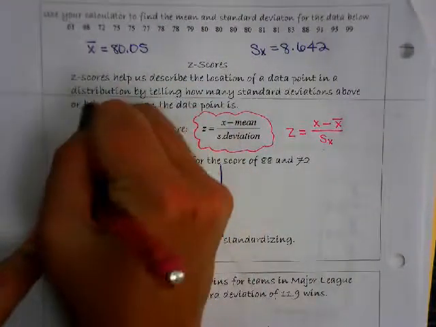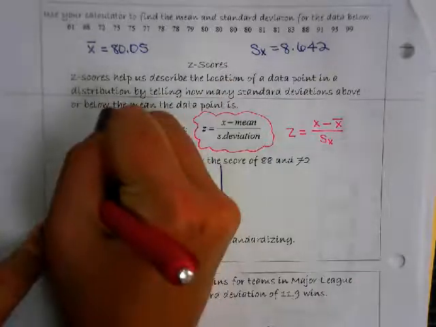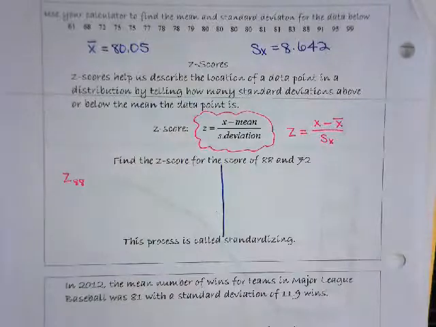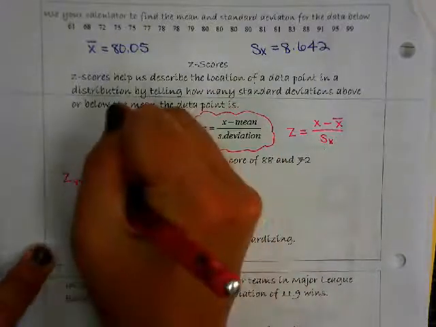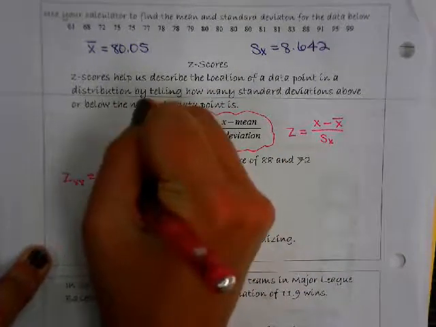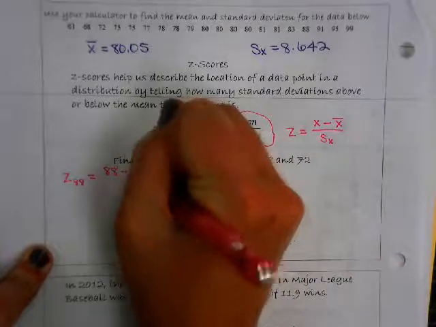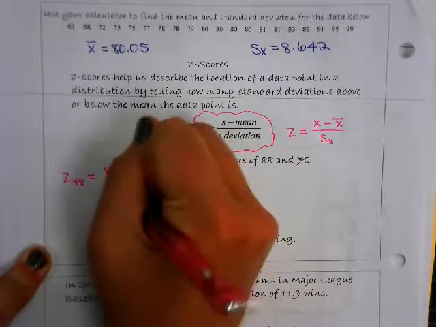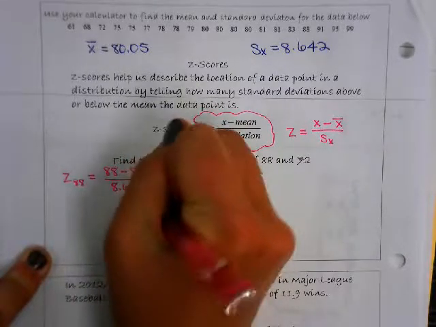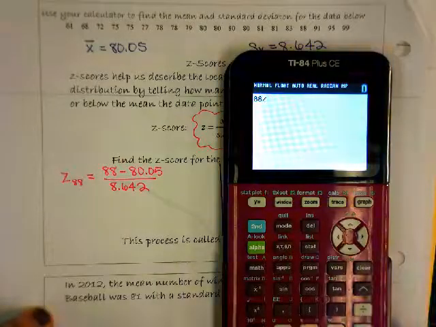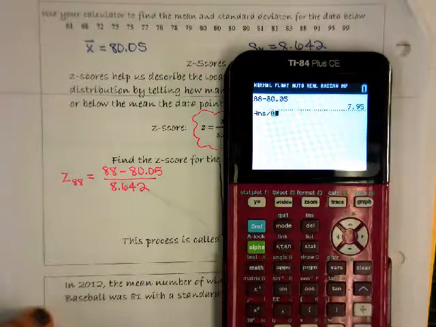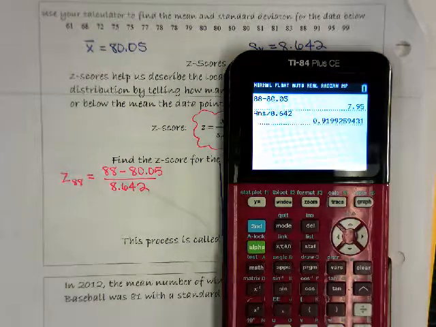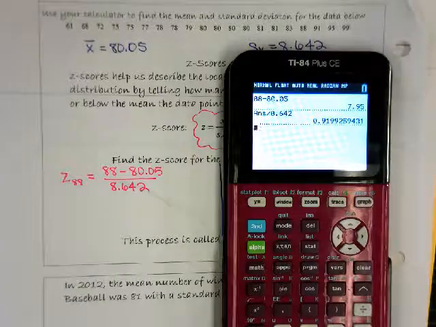Since I'm doing two of them, I'm going to use subscripts to help me. So z of 88, my z-score for 88. I'm going to take 88, my observation, minus the mean, which is 80.05, and then divide by 8.642. So I get approximately 0.92 when I round.